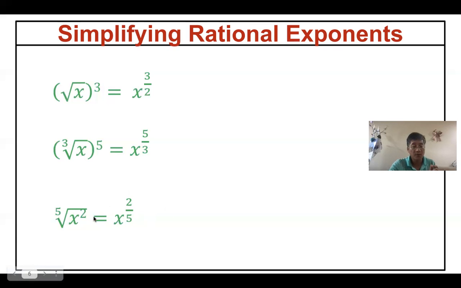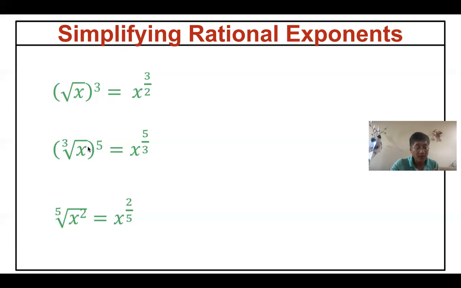Where does this power go? The power on the variable x inside the radicals, we call these symbols radicals, right? Square root, cube root, fifth root. The power inside goes to the numerator, or outside is okay. Outside or inside doesn't matter eventually. This is the same as x to the fifth power in the cube root.